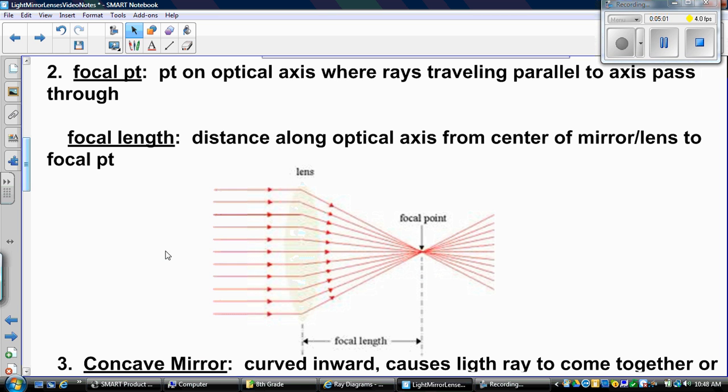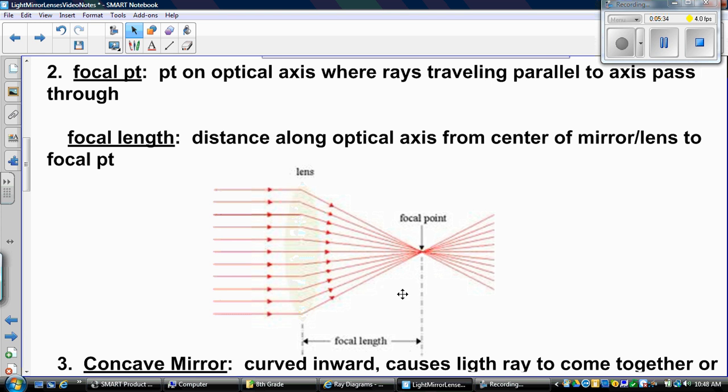Okay, so if you look here, the focal point is on the optical axis where all the reflecting rays are intersecting. And we'll do a lot of practice with this, and you'll see how you can find the focal point. Now, the focal length is the distance along the optical axis from the center of the mirror or lens to the focal point. So wherever the lens is, which is right here, it's kind of hard to see because it's really lightly shaded. Okay, here's where the lens is. Okay, the focal point is right here.